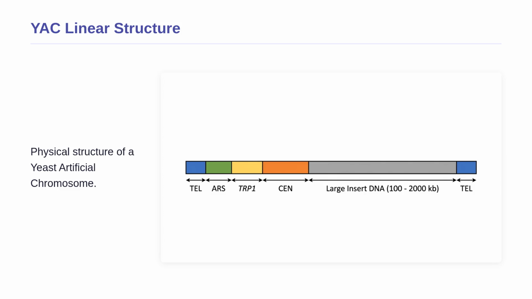Having seen the mathematical proof of their efficiency, let us examine the structure of a YAC. On screen is a diagram of a yeast artificial chromosome. Notice that unlike the circular BAC, the YAC is a linear molecule, perfectly mimicking a natural eukaryotic chromosome. At both ends, you can see the telomeres, labeled TEL, which protect the DNA from degrading. In the center is the centromere, labeled CEN, ensuring proper separation during cell division. The massive purple region represents the large insert DNA, capable of holding up to 2,000 kilobases of complex animal genes.